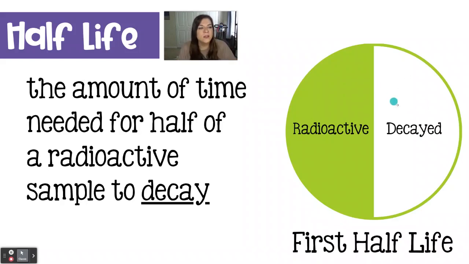So the first half-life, half of your sample would still be that original radioactive substance. Let's say it's the uranium-238. And then the other half is going to be decayed, broken down a little bit smaller. And then in this case, this might be thorium. And the thorium may still be radioactive, but it is the decayed version of uranium-238. I hope that's making sense.